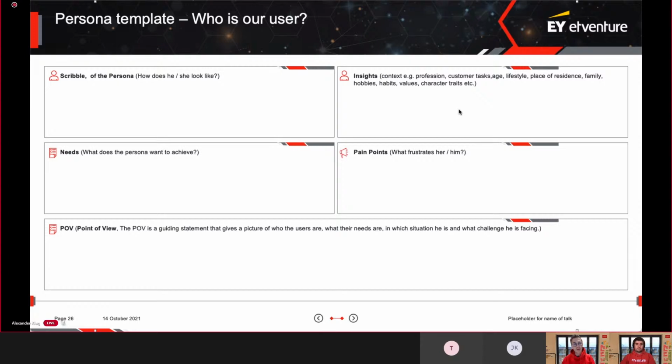In the row below, you can see needs and pain points. This is going to be very important for the ideation phase later on. So on the needs side, you will put in, okay, what does this persona want to achieve? What does he or she wish for? And when we look at the pain points, that's really the opposite. It's really like, okay, what frustrates him or her? Where is he or she stuck? What's the problem they might be experiencing in the journey they are going through? And last but not least, we have the point of view, and this point of view really describes the situation the persona currently is in.